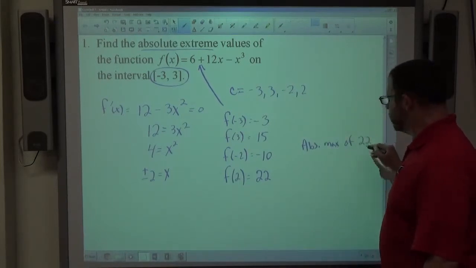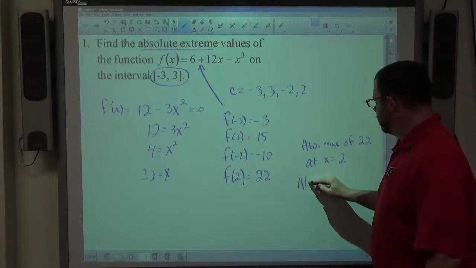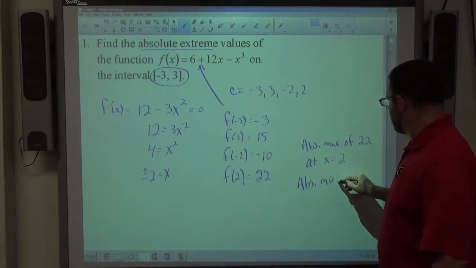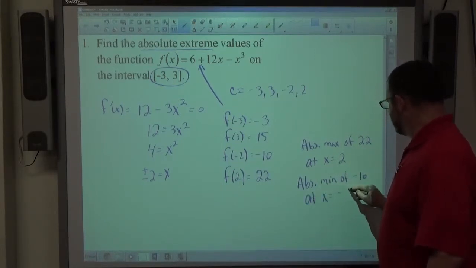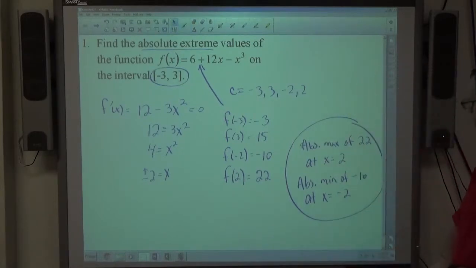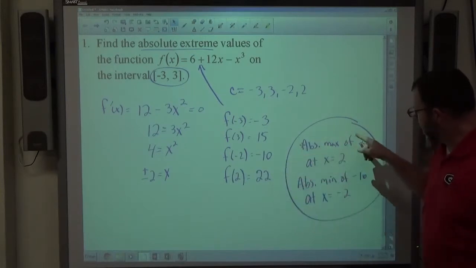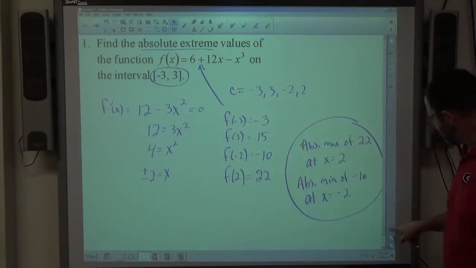So absolute maximum of 22 at x equals 2, absolute minimum of -10 at x equals -2. And that will be the absolute extreme values. Again, I'm looking for the value and at what x value it occurred, and that's kind of how I want the answer to be written.